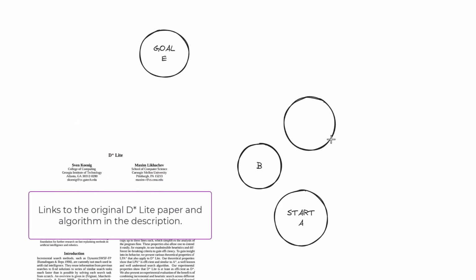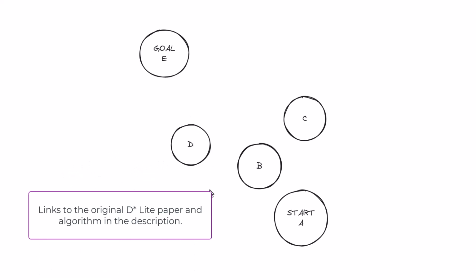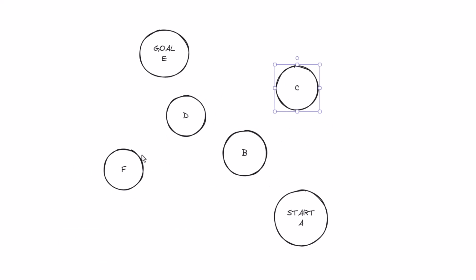Let's have a quick walk through a diagram. I'm going to make a start node A and a goal node E, and then I'm going to make a whole bunch of nodes in between. So we'll have a B, C, and what else? D, and then let's also make an F. Now, D-star Lite is unique because we work backwards from the goal to find a path all the way to the start. Every node in this graph is going to have costs associated with it.